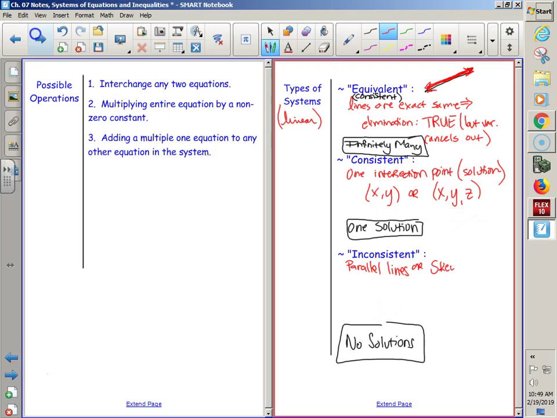It's one of those random geometry vocab words. Parallel lines or skew. Parallel, exact same slope. Skew, well, they never intersect, but it's like three-dimensional. It's hard to see those ones.